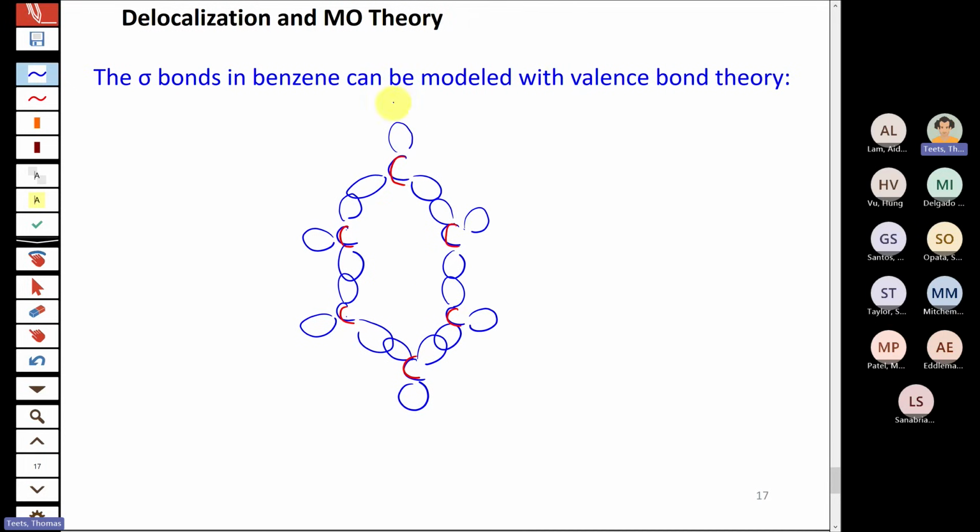And then outside the ring, you're going to have a 1s orbital from hydrogen that's going to overlap with each of those exterior facing sp2 orbitals. So a 1s orbital from each of the hydrogen atoms outside the ring overlaps with the remaining sp2 orbital to make the CH sigma bonds. So this accounts for all of the sigma bonds in this molecule.